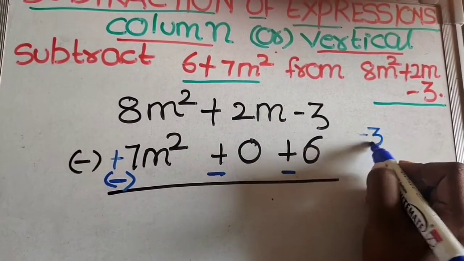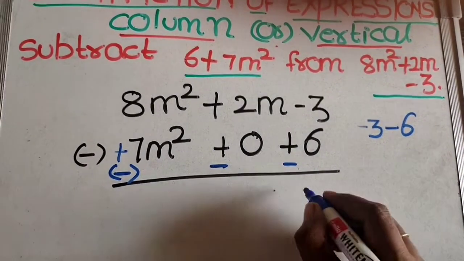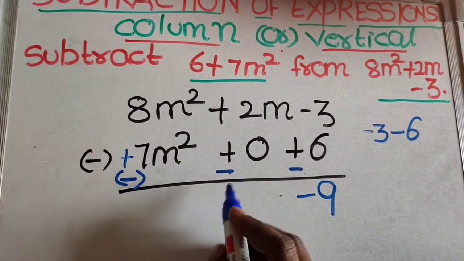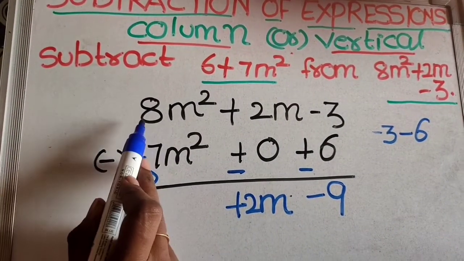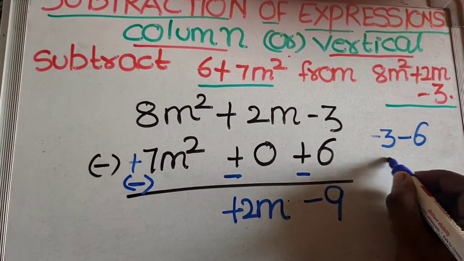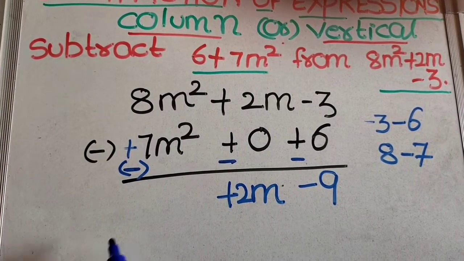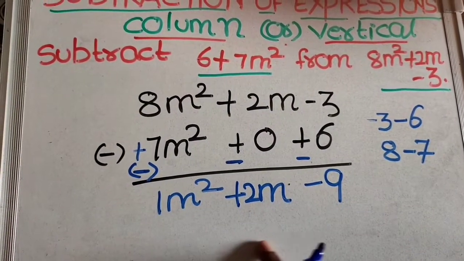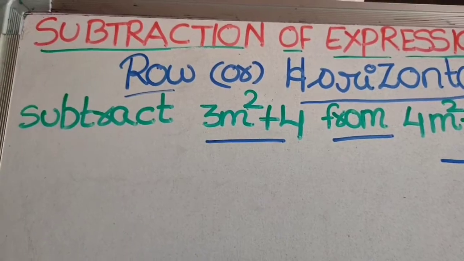Minus 3 minus 6 gives minus 9, because both the numbers have the same symbols, minus 9. So plus 2m minus 0 gives 2m. And 8m square minus 7m square gives 1m square, which is positive symbol. 1m square. So 1m square plus 2m minus 9 is our answer.